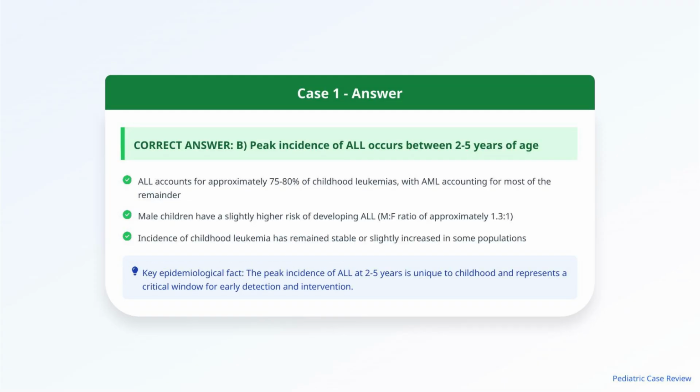The correct answer is B. The peak incidence of acute lymphoblastic leukemia indeed occurs between 2 to 5 years of age. This is an important epidemiological feature to remember. ALL is the most common childhood leukemia, accounting for approximately 75 to 80% of cases, while AML is less common. Contrary to option C, there is a gender predilection with males having a slightly higher risk than females, with a ratio of approximately 1.3 to 1. And regarding option D, epidemiological studies have shown that the incidence of childhood leukemia has remained relatively stable or even slightly increased in some populations over recent decades.